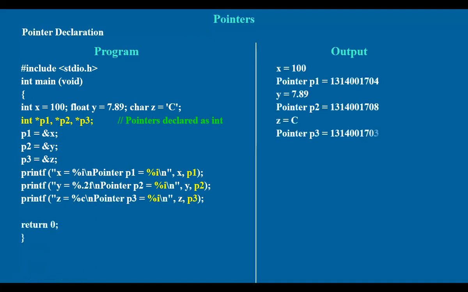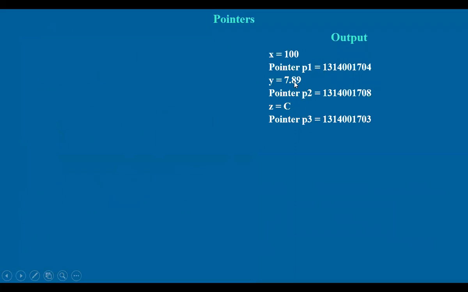The output is this. The values of X, Y, Z are displayed, and the pointers P1, P2, P3 show their respective addresses. If you observe, they are different: 04 here, 8 here, 3 here. Let us see the meaning of it, and why these pointers have different values. We have taken the same output here, and let us represent it.